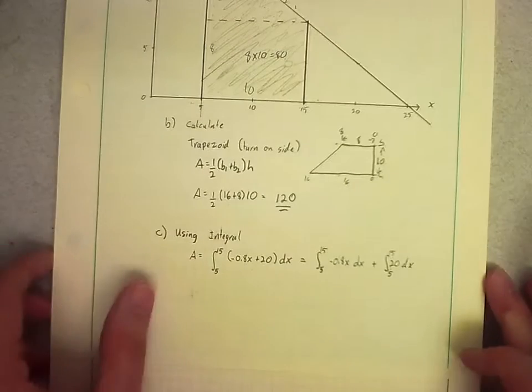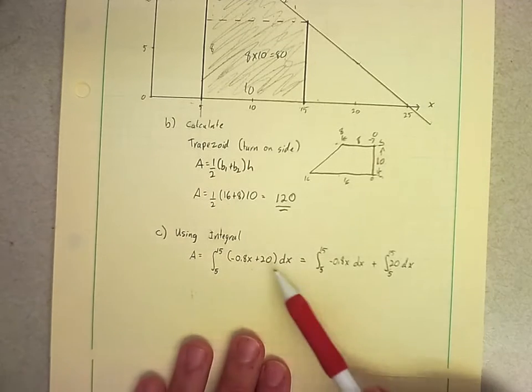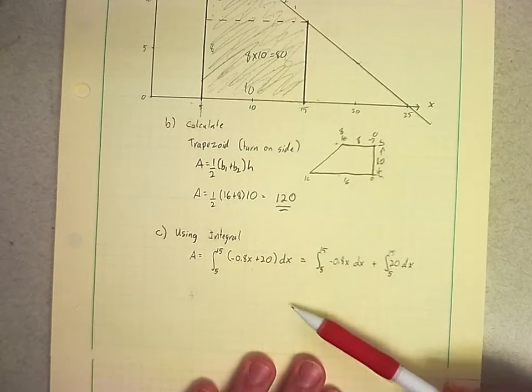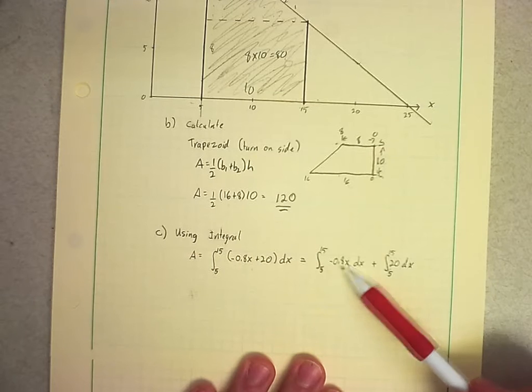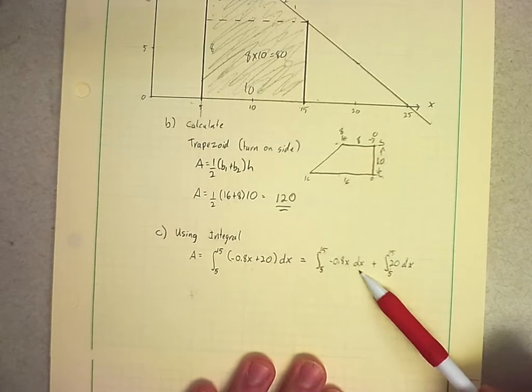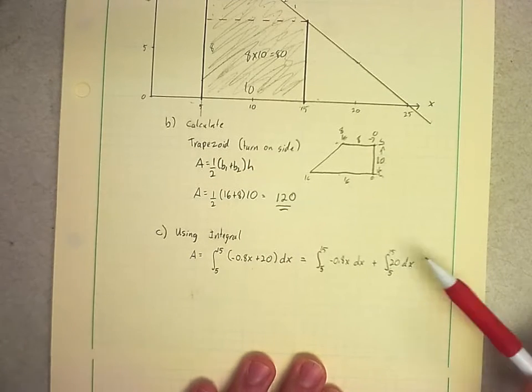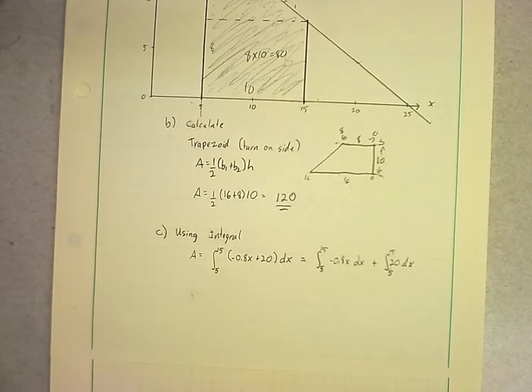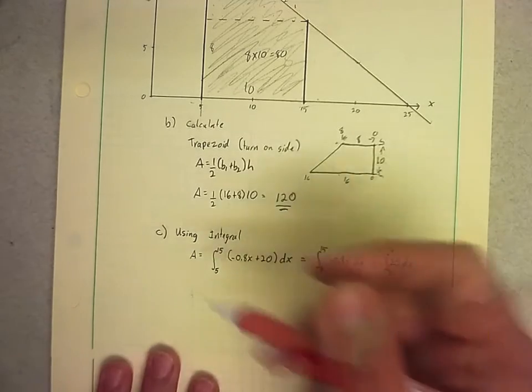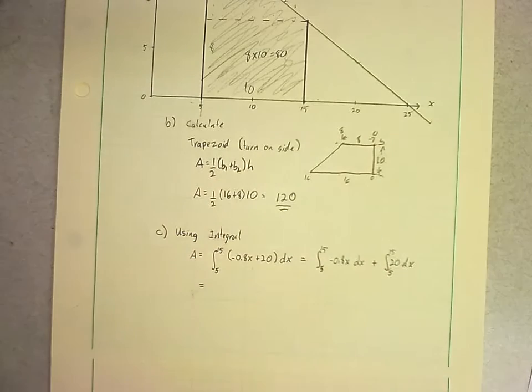So what that tells us is that we can take this and split it apart. We can take this to be the integral from 5 to 15 of negative 0.8x dx plus the integral from 5 to 15 of the 20 dx. So we just split it in half and can do each part by itself. All right, so then how do we evaluate those? We'll move it down here to another line.